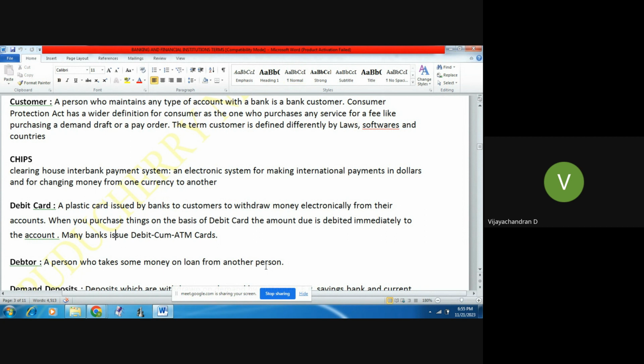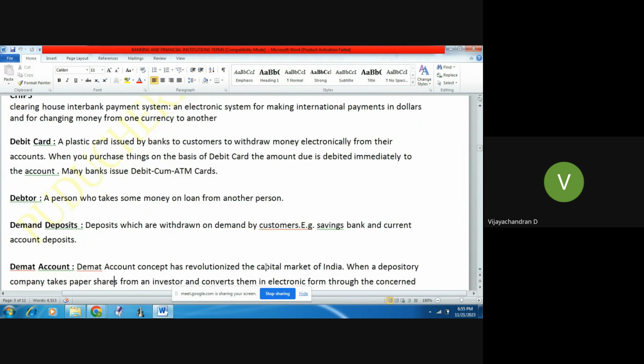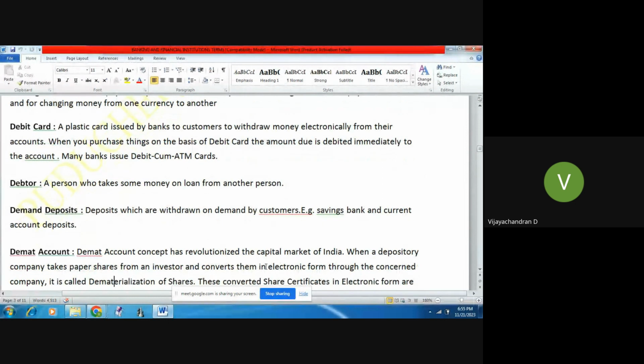Better, as you know, borrowing money, and DD, as you know, on demand. So you can withdraw money on demand. Savings account, current account, no restriction. FD, no demand, so it will not be withdrawn on demand. But the savings account and current account, you can withdraw on demand, at any time.